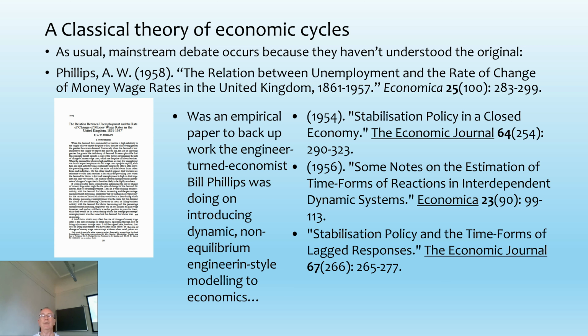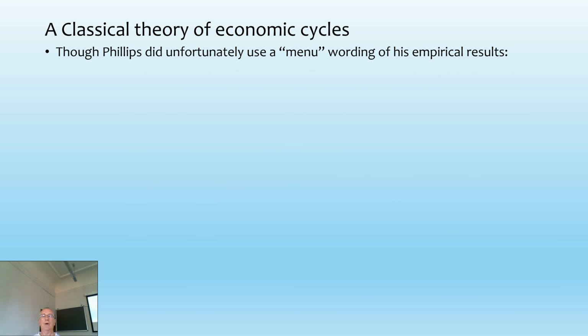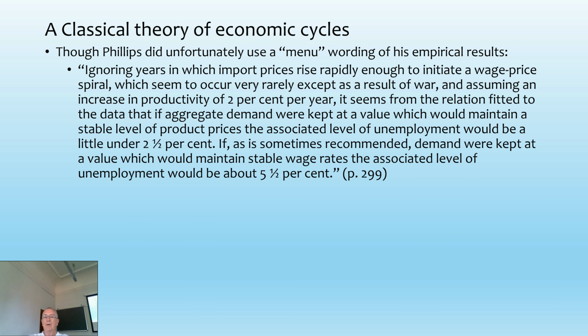And Phillips himself has said if he knew what they were going to do with the Phillips Curve, he would never have done the bloody study. Okay? It was that badly handled. So he did use, unfortunately, if you read that article, you'll find he does have one point at which he implies there's a menu. He said it seems that if aggregate demand were kept at a value that would maintain stable level of product prices, unemployment would be 2.5%. If it was kept at stable wage rates, unemployment would be 5.5%. So it implies a trade-off choice. It does imply a menu there.